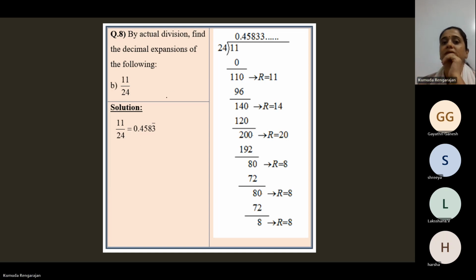Okay, so got it? Sorry, 0.458. Sorry, correct. So you can stop the division there, correct. When the remainder repeats itself, you can stop the division. When a remainder or a set of remainders repeat themselves, you can stop the division.